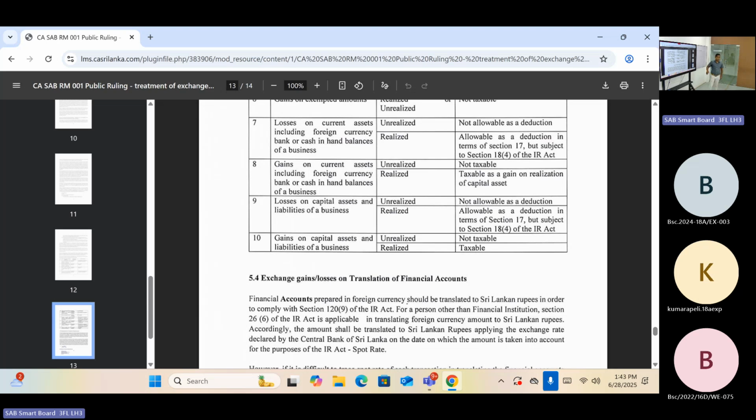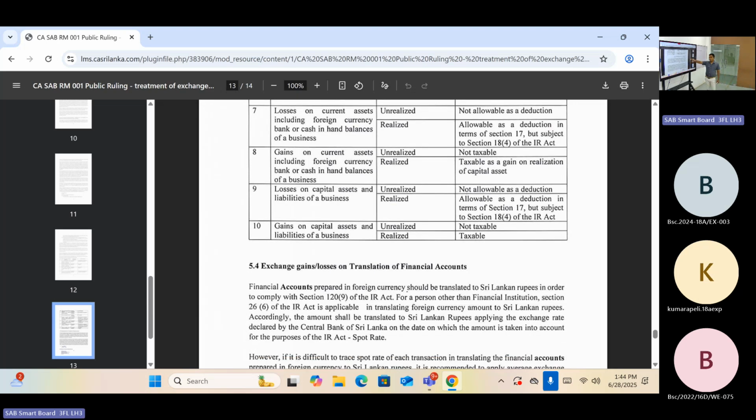So this financial statement is prepared in LKR, but there are some transactions happening in currencies other than LKR. Therefore, we need to translate. In the translation, if there is an unrealized gain or loss, we are not considering it, but realized gain or loss, we are considering. That's the ruling, right?